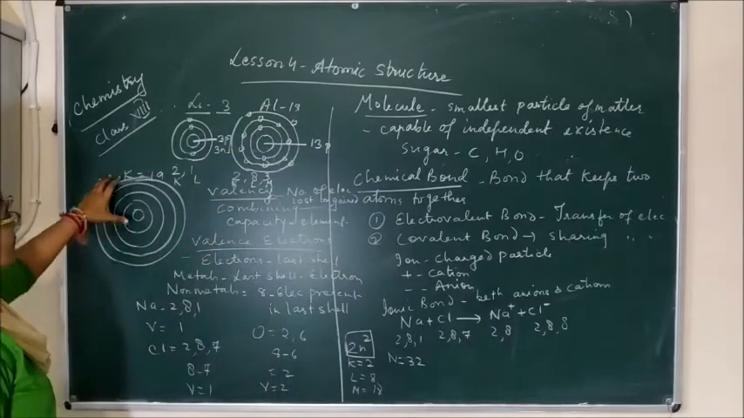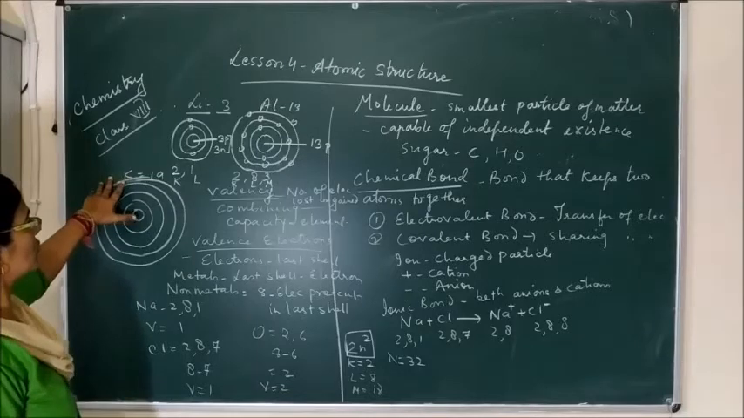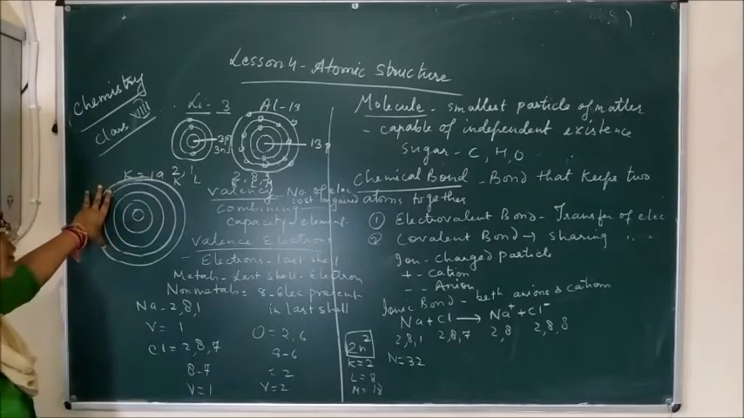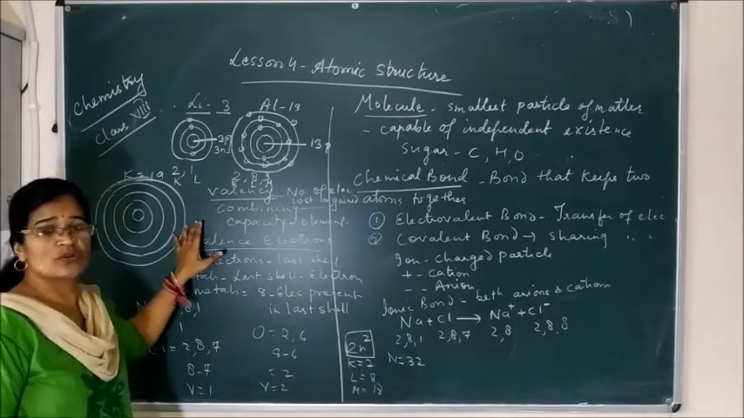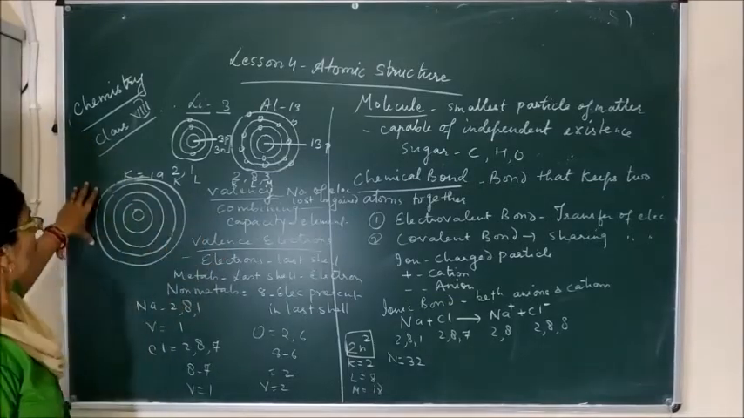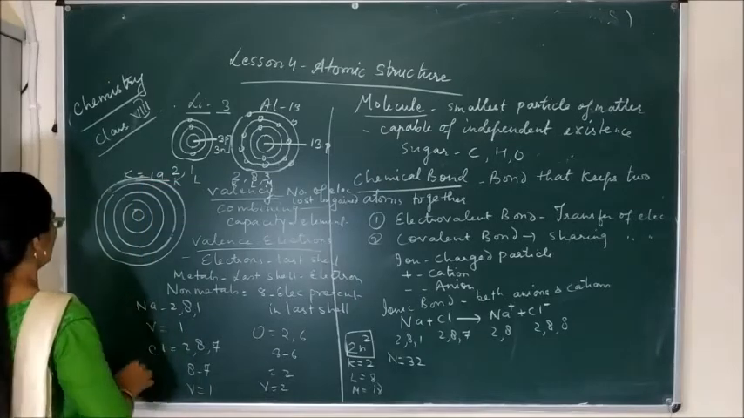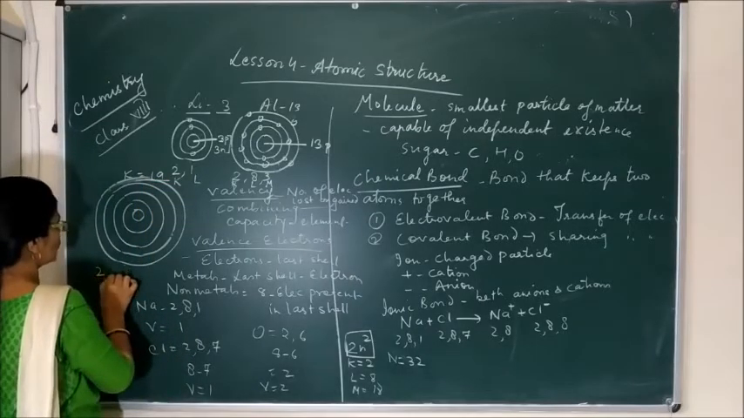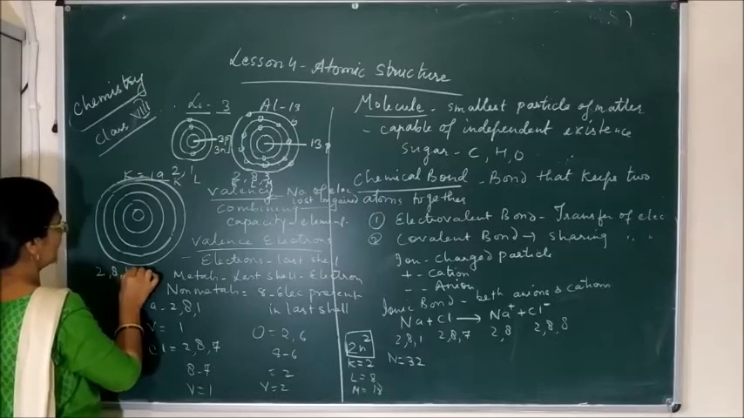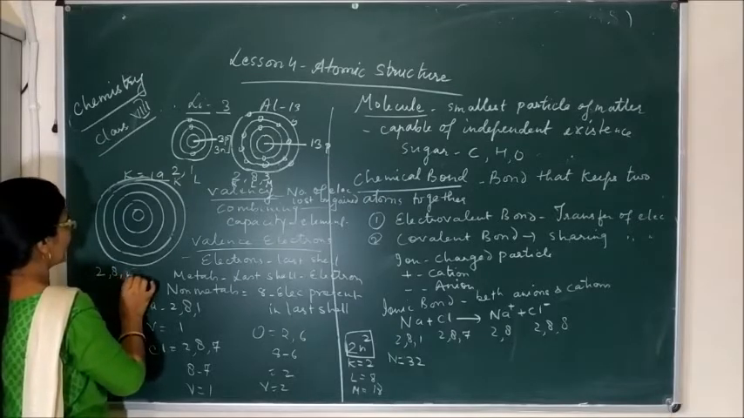In the same way we can draw the structure of potassium also, but if we want to draw the atomic structure of any element, we should know its atomic number. In potassium, the atomic number is 19. So we have to arrange it in different shells, 2, 8, 18. Sorry, 2, 8, 8, 1.